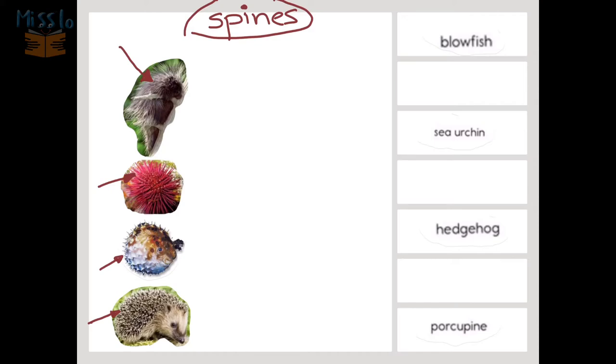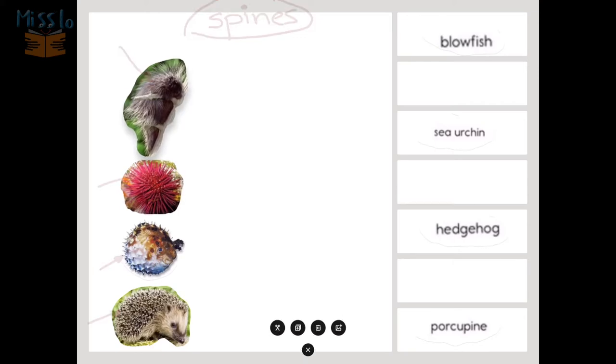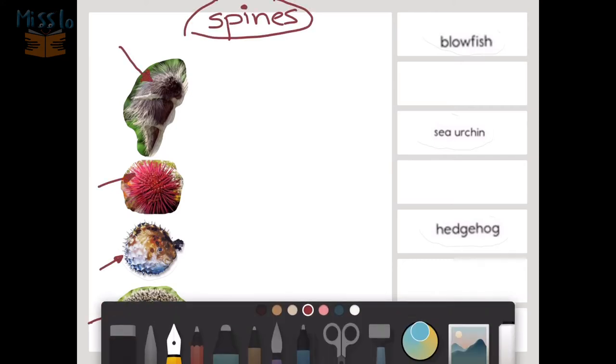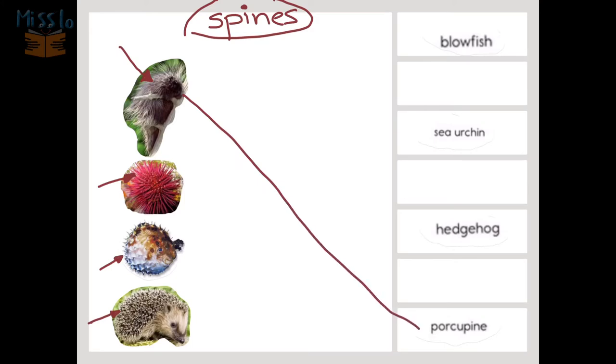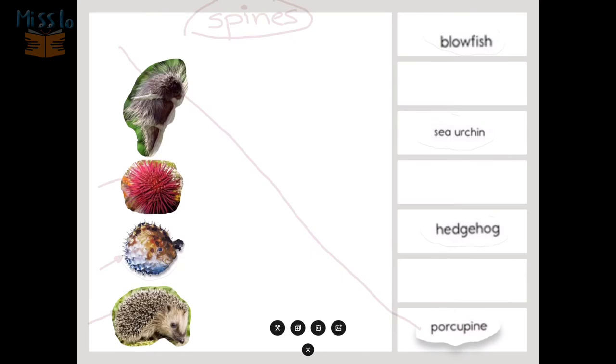All right, so now we're going to match the picture with the word, okay? So we're going to find this animal and the words. So we have, this one says blowfish. Is that a blowfish? No, right? Is that one a sea urchin? No. Is he an hedgehog? No. Is he a porcupine? Yeah, he's a porcupine. So we're going to make a line and match this word, porcupine, with the picture porcupine so that they go together, right? Because this is a group of the animals with spines.